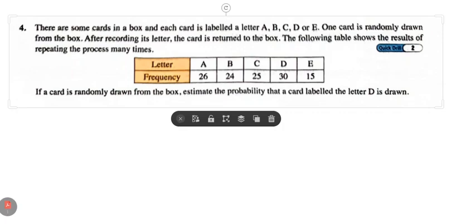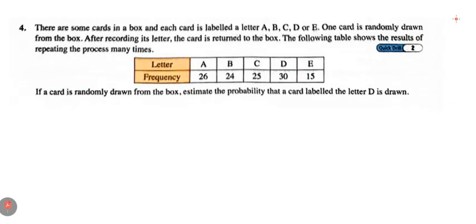All right, there are some cards in the box, and each card is labeled a letter A, B, C, D, or E. One card is randomly drawn from the box. After recording its letter, the card is returned to the box. The following table shows the result of repeating the process many times.